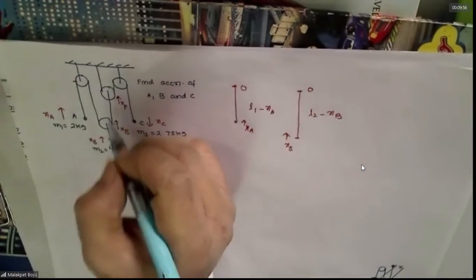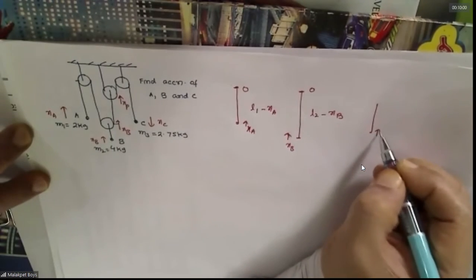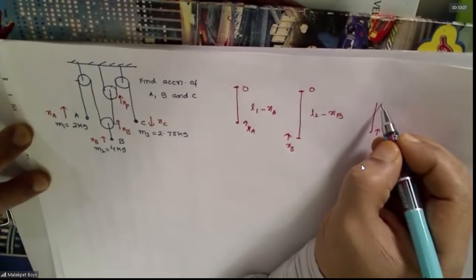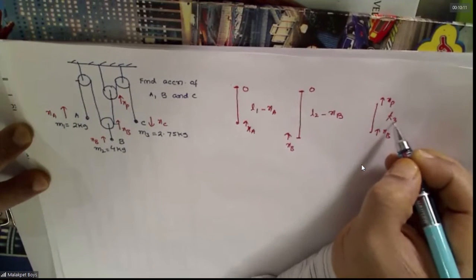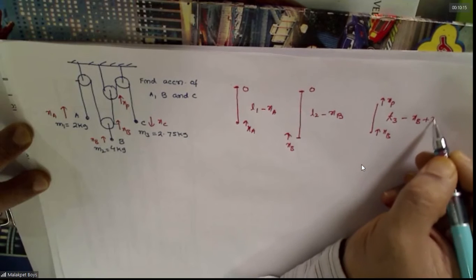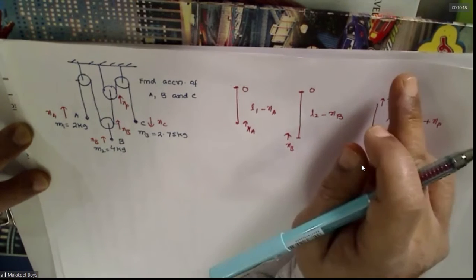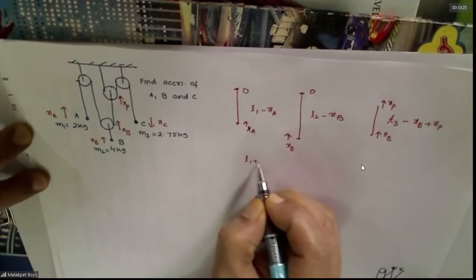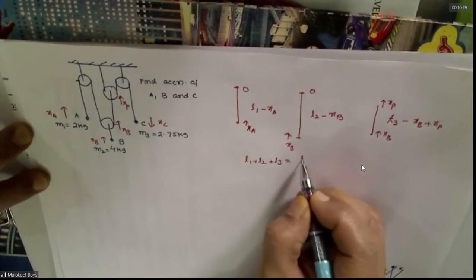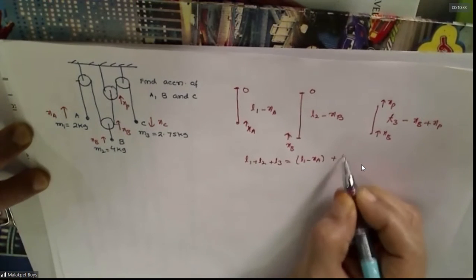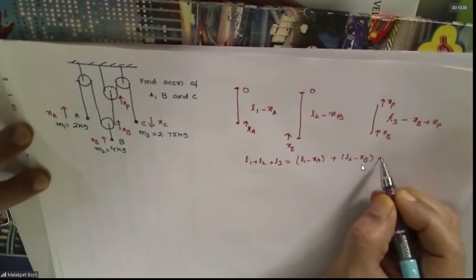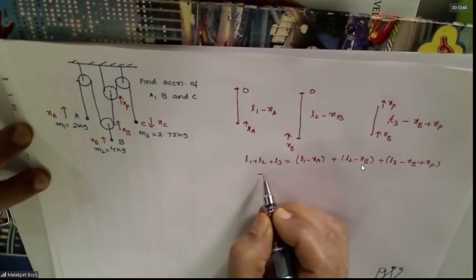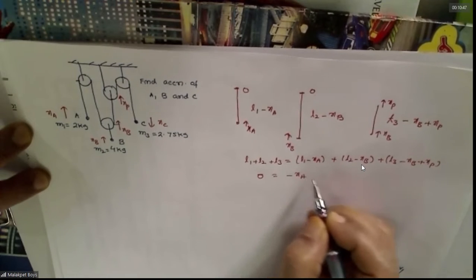This is fixed. Come to the third part, this is XB. When this moves by XP, then definitely this will also move with XP. So this is L3 minus XB plus XP. Understood this? If this is fixed, this tries to increase the length; if this is fixed, this tries to decrease the length, no? Therefore you have L1 plus L2 plus L3 equals L1 minus XA, L2 minus XB, L3 minus XB plus XP. So this gives you minus XA after cancellation.